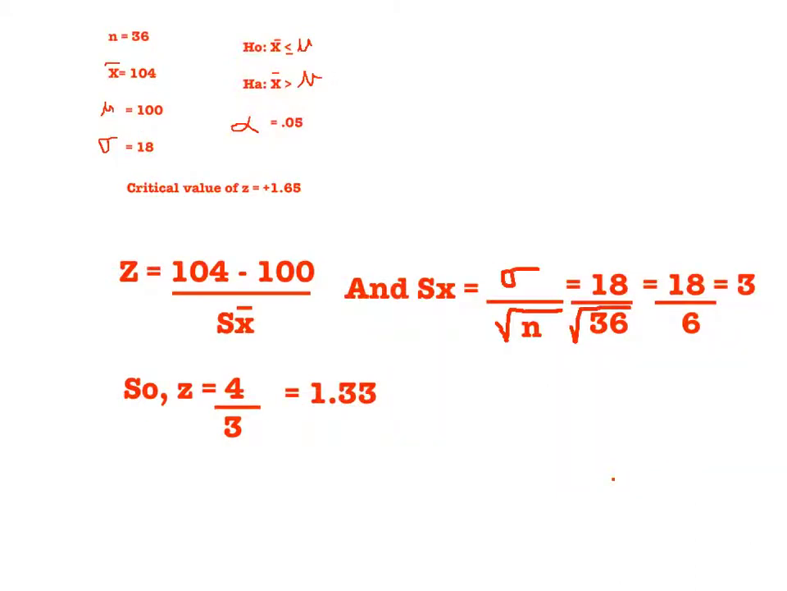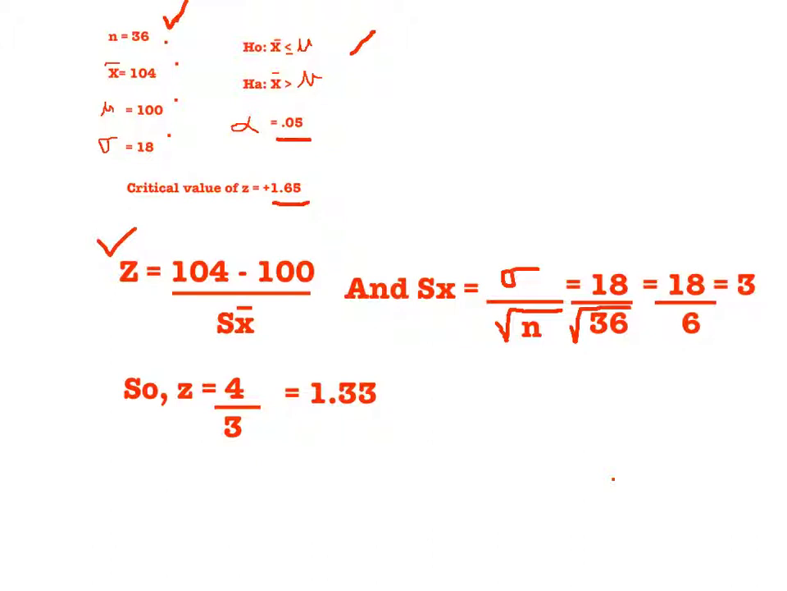Let's walk through this problem. Up here at the top, I've just recreated the elements of the problem: the sample size, the mean of the group, the mean of the population, and the standard deviation. These are my hypotheses. My null hypothesis is that the mean of the group is less than or equal to the mean of the population, and my alternative hypothesis is that the mean of the group is greater than the mean of the population. My alpha level is 0.05, which means that my critical value for rejecting the null hypothesis is going to be plus 1.65. We went over all that during the previous slide.